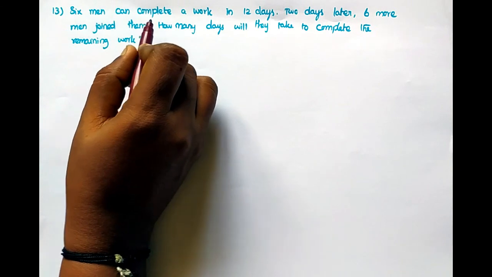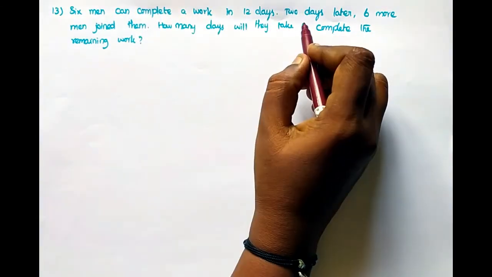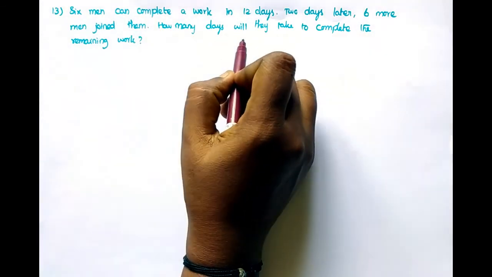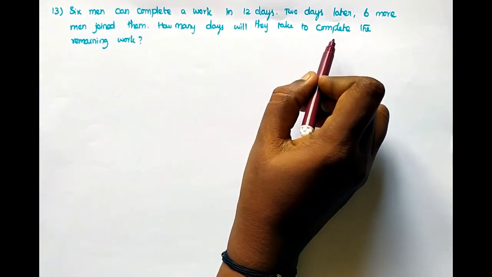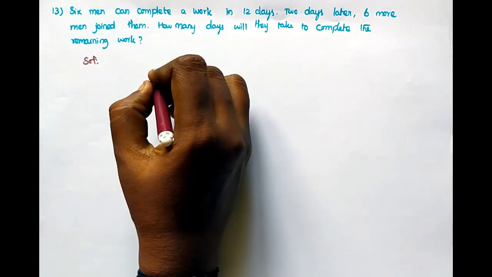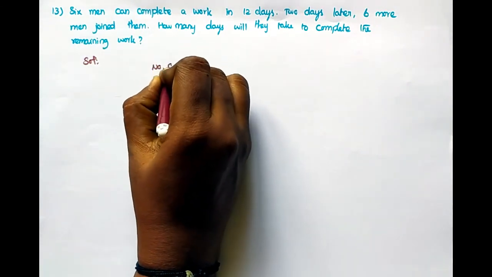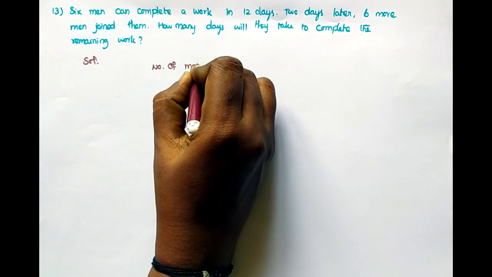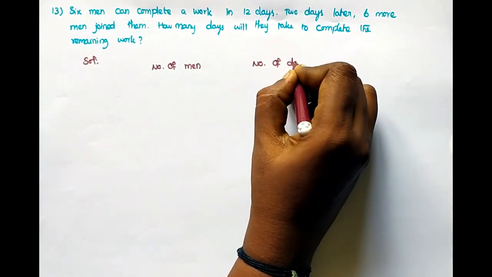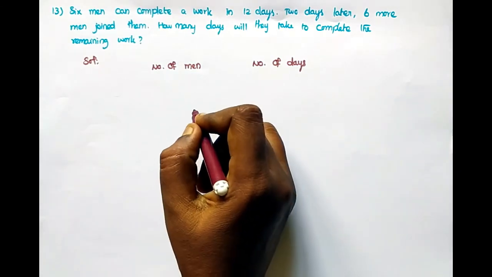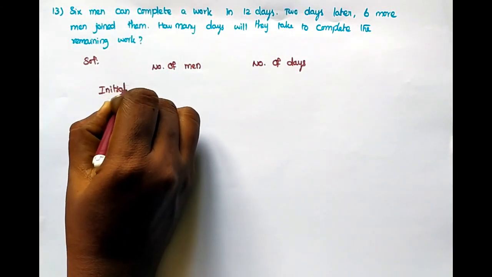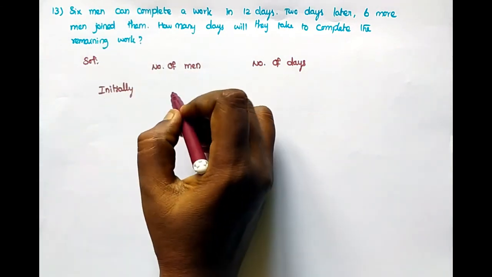13th sum. 6 men can complete a work in 12 days. 2 days later, 6 more men join them. How many days will they take to complete the remaining work? Listen. Number of men, number of days to complete the work. Initially, how many men? 6.